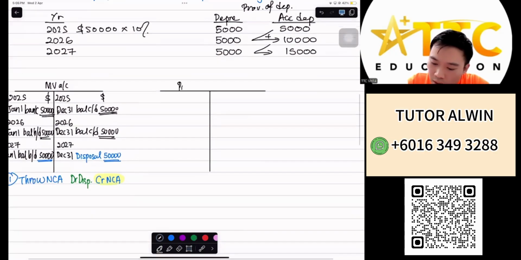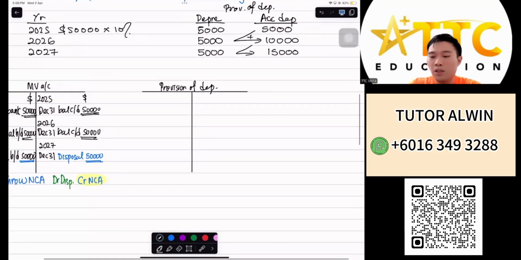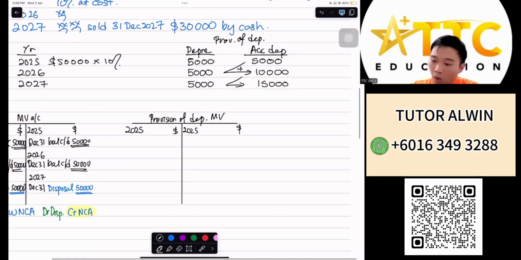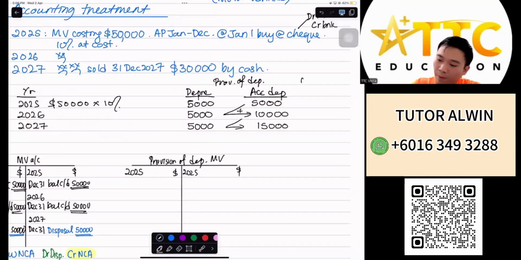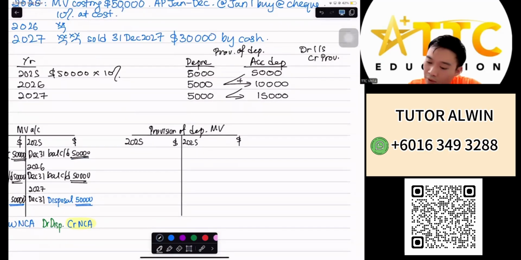Okay, we call it provision of depreciation. Provision for depreciation for motor vehicle. Now we all know the double entry will be very, very simple. The double entry will always be you debit your income statement because it's an expense and you credit your provision for depreciation. So provision for depreciation for motor vehicle will be credited.